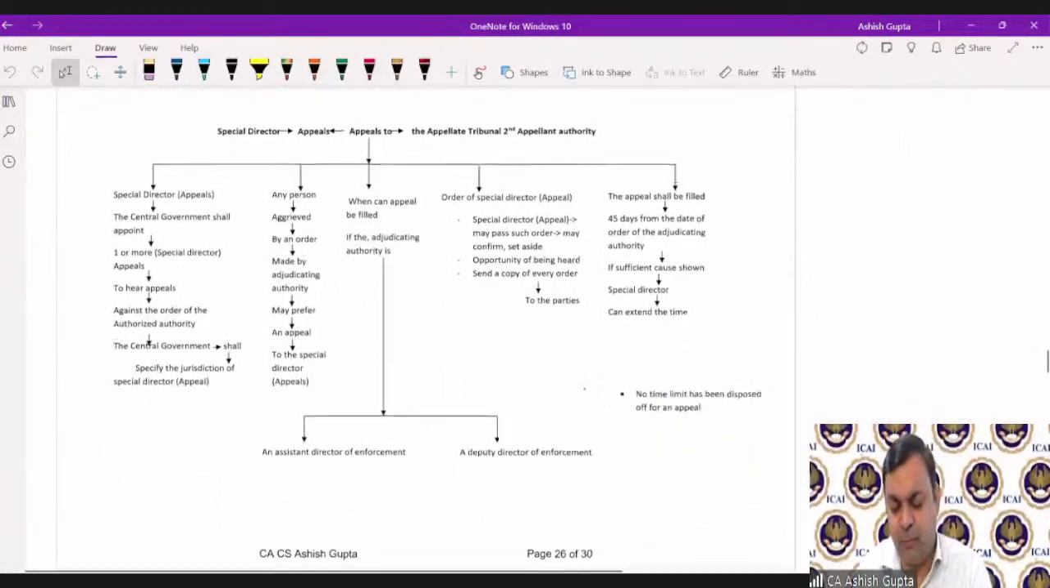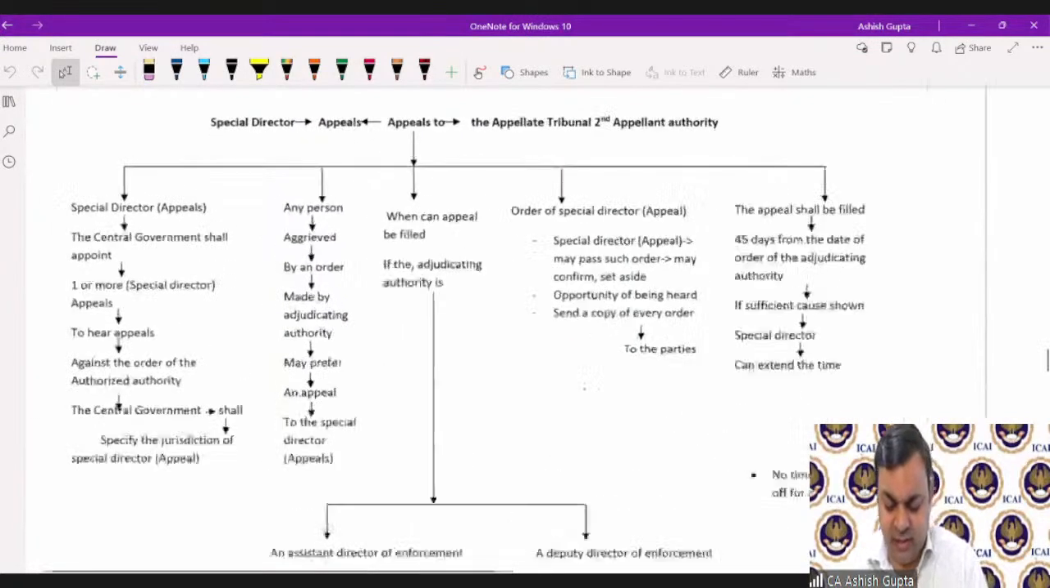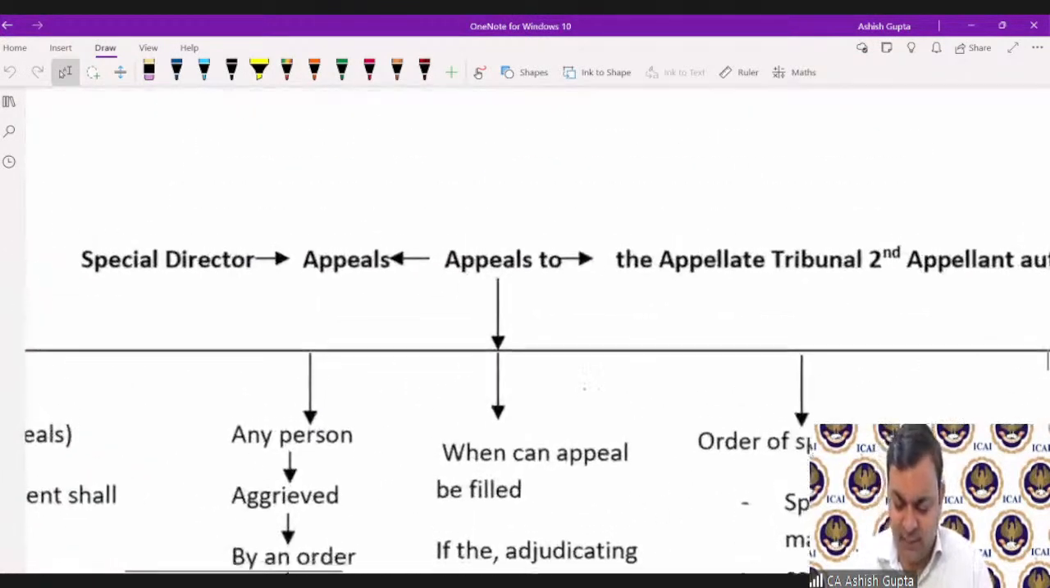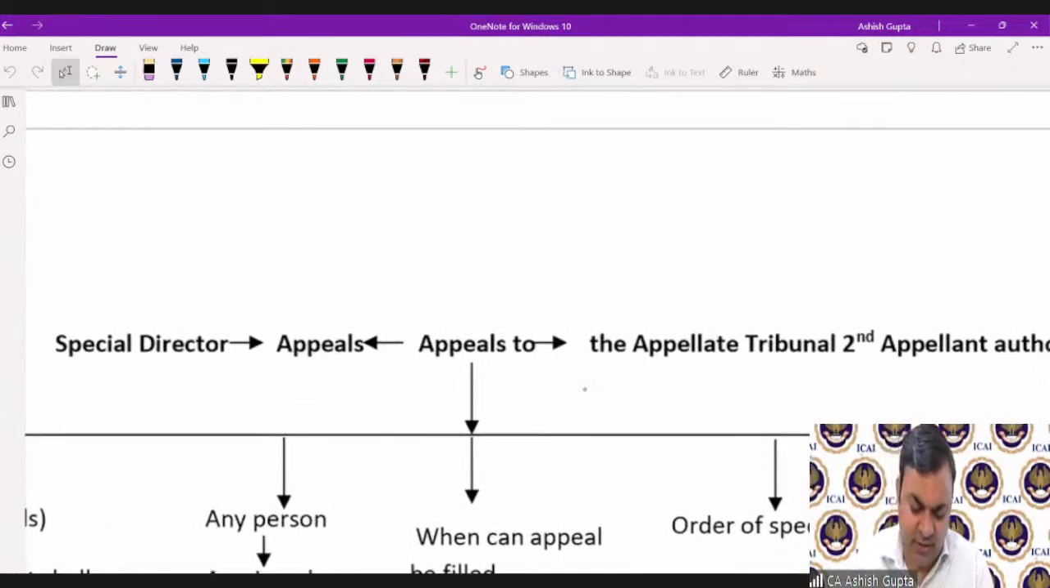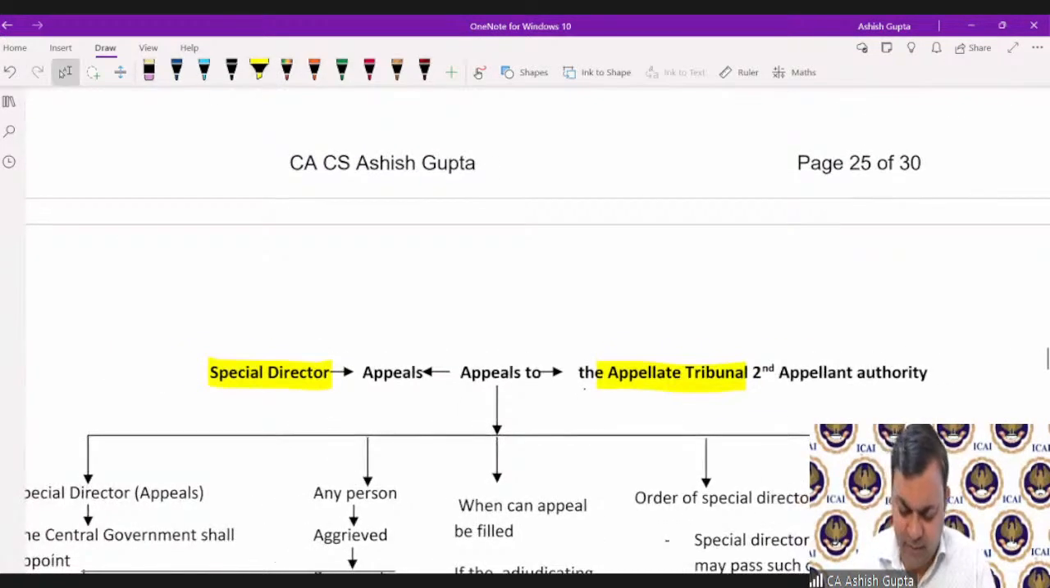Now this is most important, and this is the appeal part, right? So there are appeal authorities. Now we are going to see the appellate authority. First is Special Director Appeals, and second is Appellate Tribunal, right? So we are going to see the two types of appellate authority. So can we start the appeal provision?